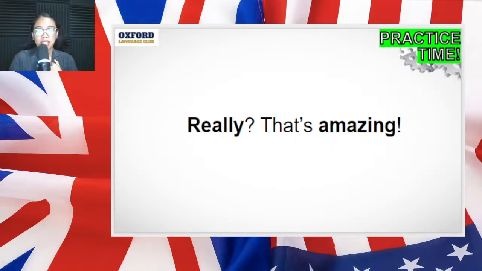Let's really hone in on both parts of this phrase. I'll say the whole thing a couple more times. Close your eyes if it helps you focus purely on the sound. Try to map out the distinct vocal movements for really and then for amazing, okay? Really? That's amazing. Really? That's amazing. Really? That's amazing.